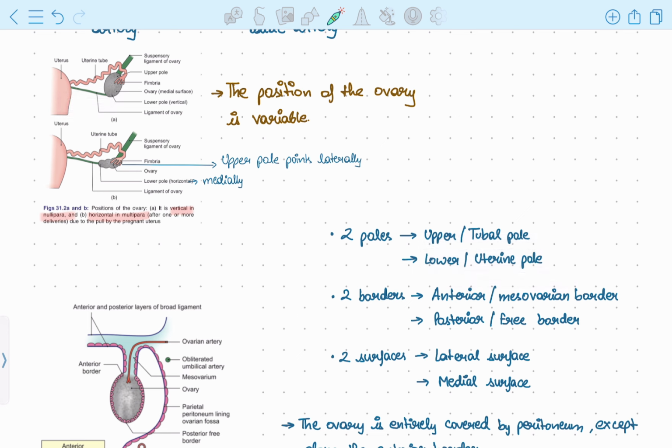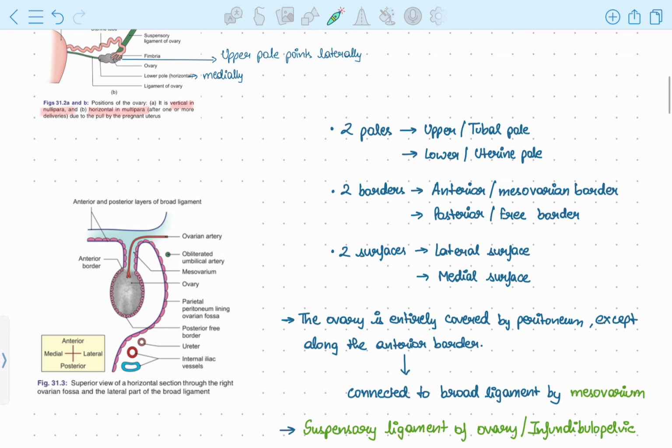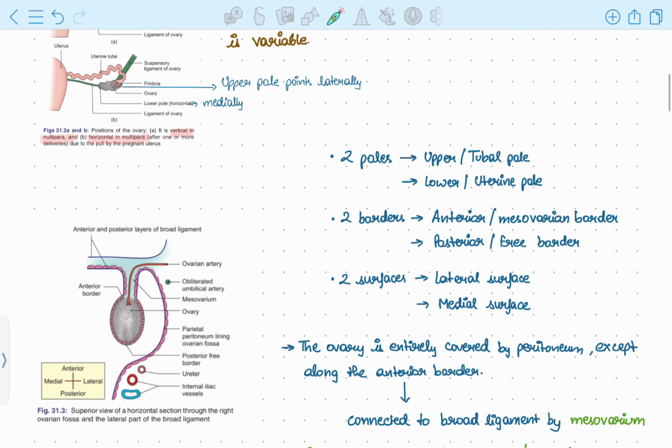The borders are the anterior border. This is the anterior border. The anterior border is also known as the mesovarian border. Why is it known as that? Because the mesovarium is attached to it. We'll study about that later. Then we have the posterior border of the ovary. The posterior border of the ovary is the free border. Okay, it is free. Then we have two surfaces. We have a medial surface and a lateral surface. So very easy, two poles, two borders and two surfaces.